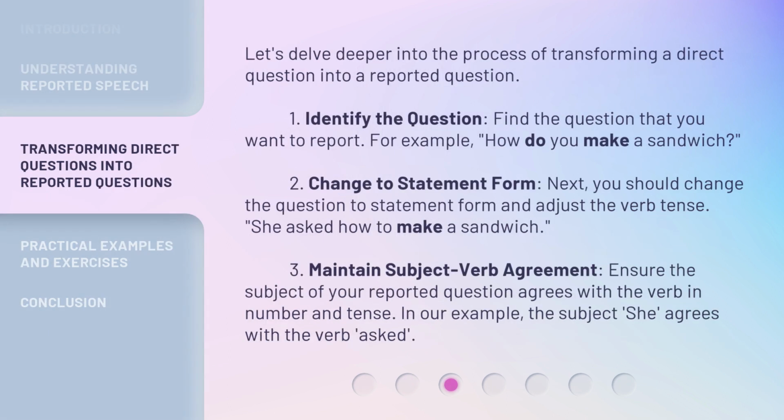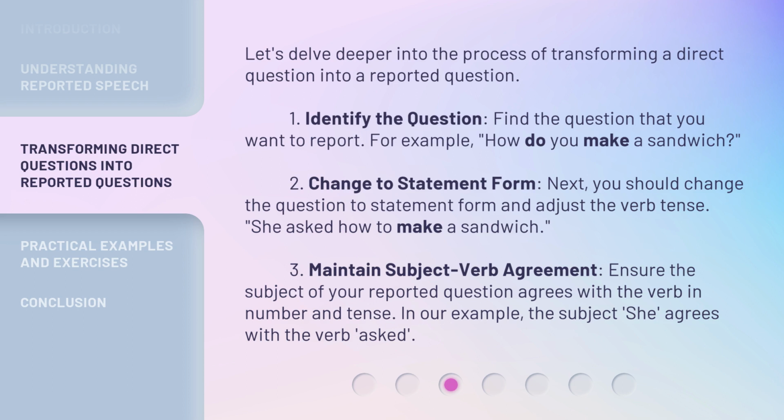Let's delve deeper into the process of transforming a direct question into a reported question. 1. Identify the question. Find the question that you want to report. For example, how do you make a sandwich? 2. Change to statement form. Next, you should change the question to statement form and adjust the verb tense. She asked how to make a sandwich.